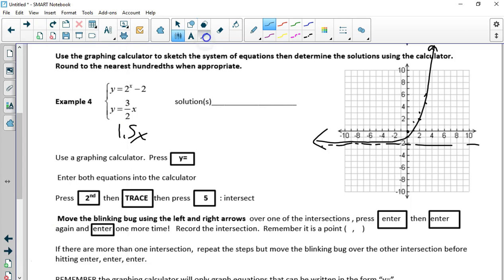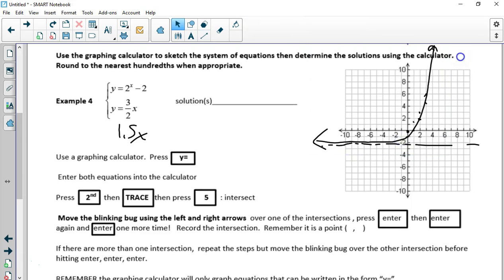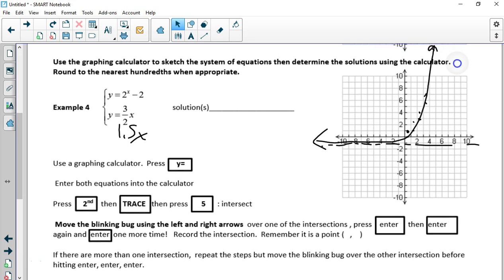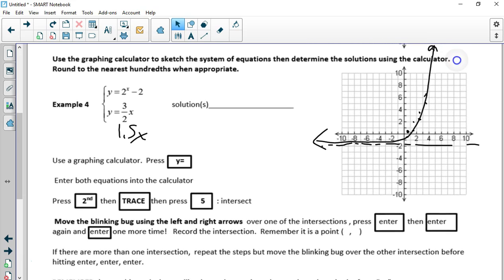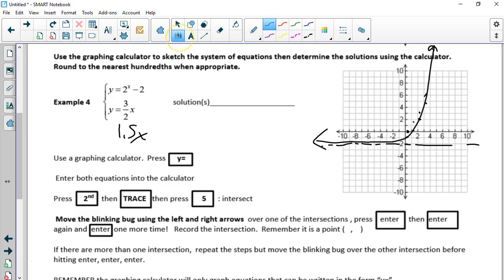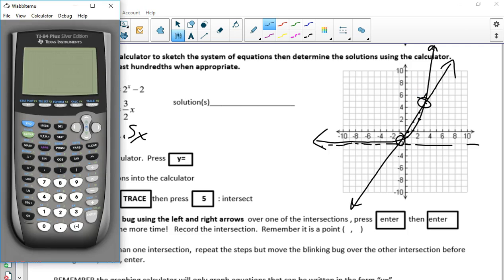So I'm going to draw my line. I'm also going to go down 1.5, 1 over here, and it's going to be somewhere like that. So we're having an intersection here and here. We need to find out what they are. That's where the calculator comes in handy.